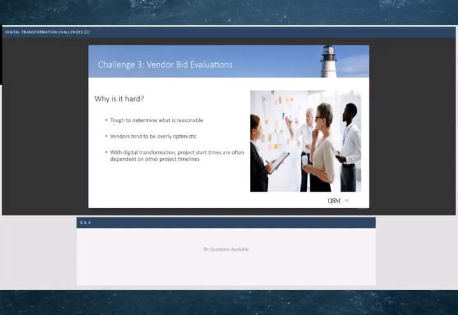Number three, why is it hard? Why are vendor bid evaluations hard? Well, a lot of times one project's start time is dependent on another project's timeline. And I'm saying project here, but this could be product delivery. It could be release. However you define your process, right? A lot of our agile clients define it as product delivery versus project. But we're flexible.